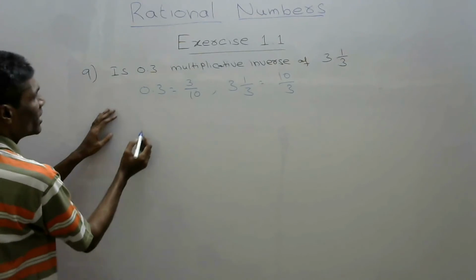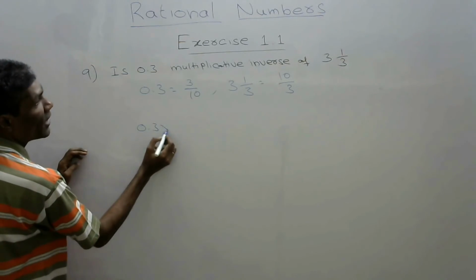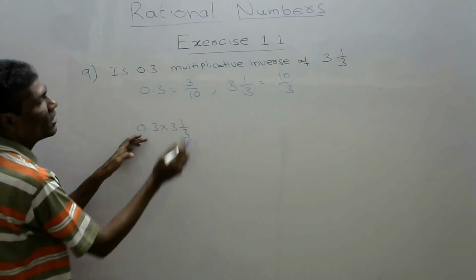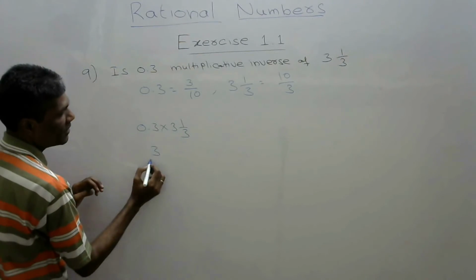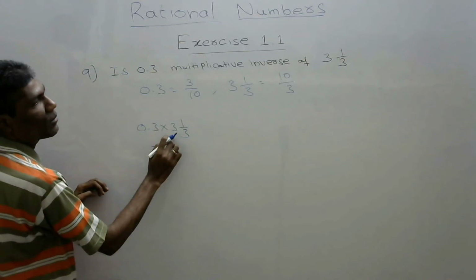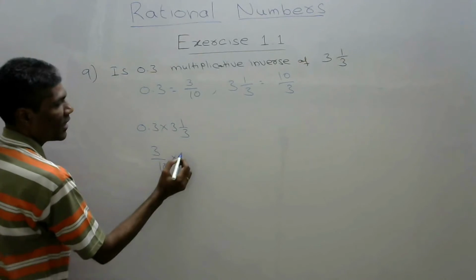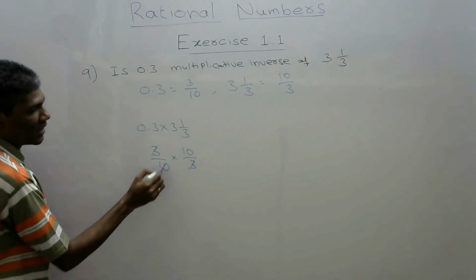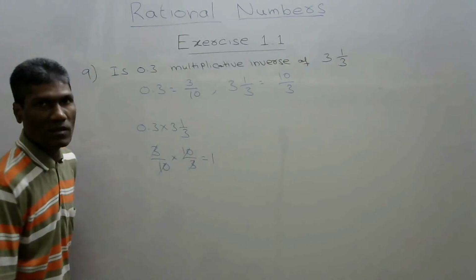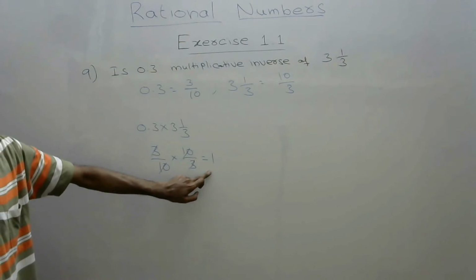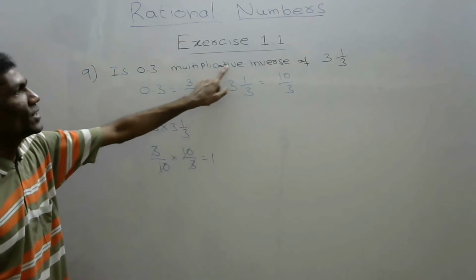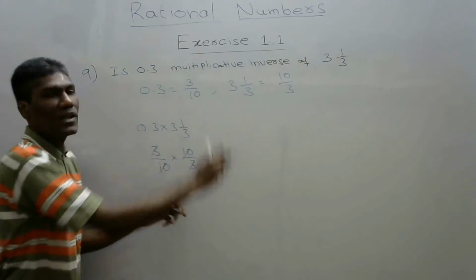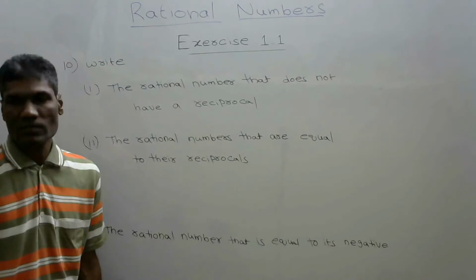Now, let us multiply 0.3 into 3 1 by 3. But in place of 0.3, we will write 3 by 10 here. In place of 3 1 by 3, we will take 10 by 3. Now, 3 and 3 cancel, 10 and 10 cancel, it is 1. The product is 1. As the product is 1, this is a multiplicative inverse. So, 0.3 is the multiplicative inverse of 3 1 by 3.